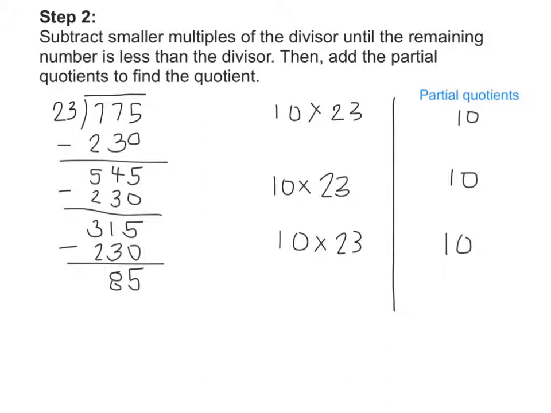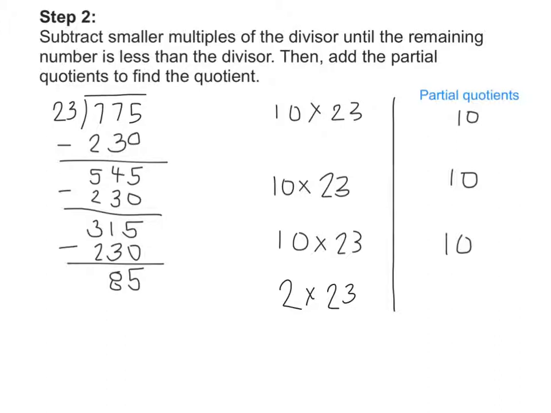No. I wonder how many groups of 23 could we subtract to fit into 85? Maybe 2. Do you think we could do 2? Let's do 2 times 23. What is 2 times 23? If I have 2 groups of 23, how many do I have altogether?